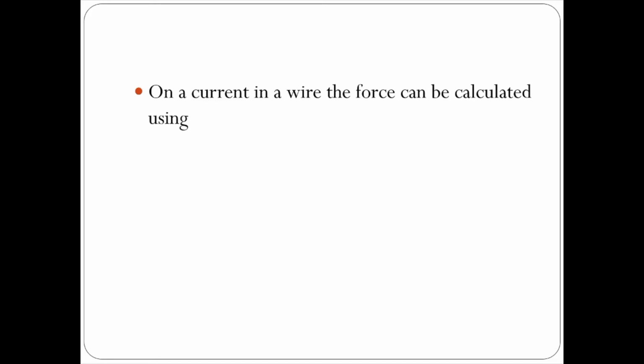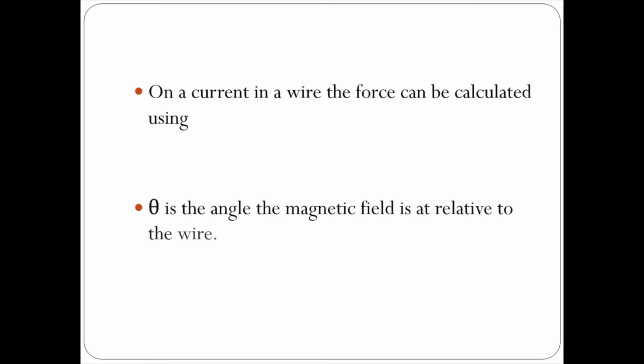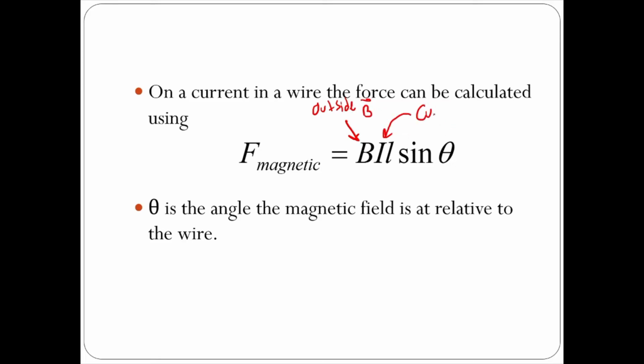Alright, now to calculate the actual force is dependent on the amount of current flowing through the wire. And also, oddly enough, it depends on the orientation of the wire. So the magnetic force can be calculated as follows, where we have magnetic fields. B is my outside magnetic field. So again, not the magnetic field caused by the wire. I will be the current in the wire. L, this one here, that's the length of the wire in the magnetic field.